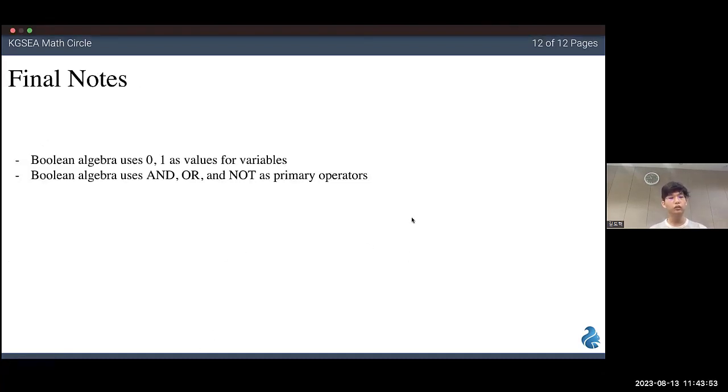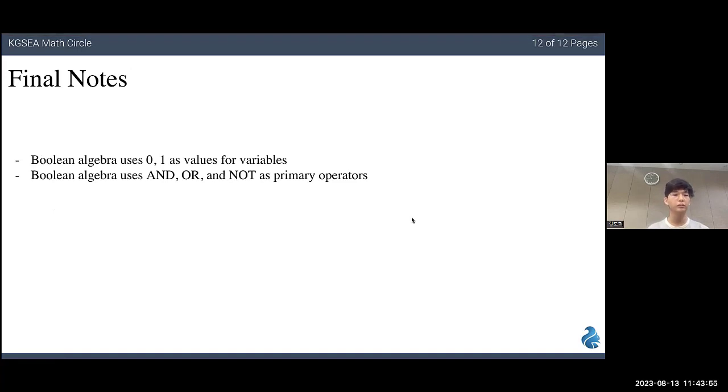So for final notes, Boolean algebra uses 0 and 1, or true and false, as values for variables. Boolean algebra mainly uses AND, OR, conjunction, disjunction, and NOT as primary operators, and therefore can be mainly simplified using the 4 laws that I have demonstrated.